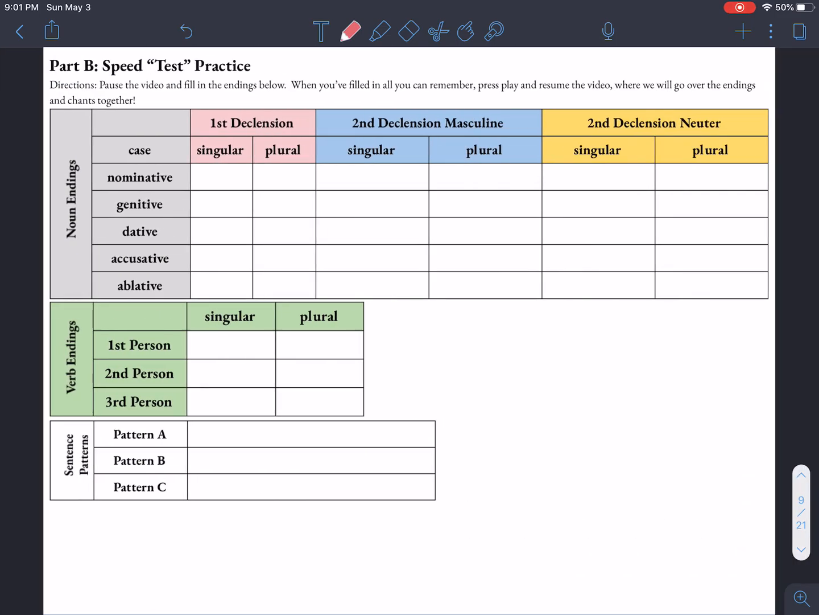Part B. So now turn your attention to your week 7 work packet, please and thank you. You are going to fill out this speed test. So let's read these directions together real quick. Directions: Pause the video and fill in the endings below. When you've filled in all you can remember, press play and resume the video where we will go over the endings and chants together. So pause the video now, fill in what you can, and then when you're ready, we'll go over the answers, press play. All right, so pause, go.